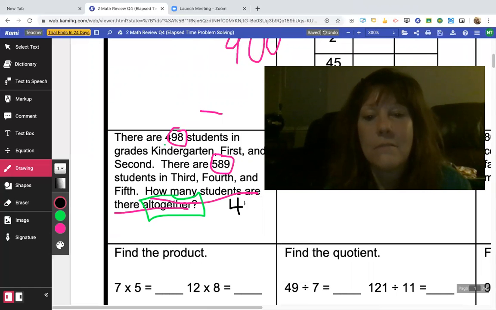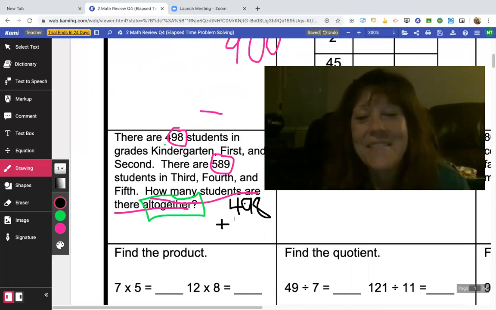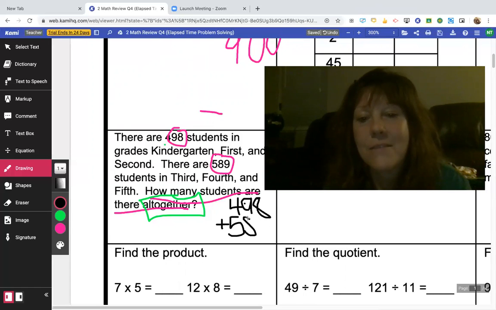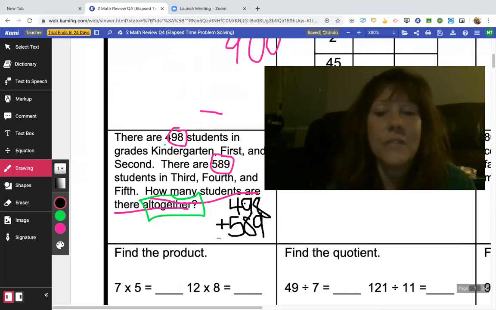498. Oh gosh, 498 plus 589. Oh my gosh, I'm going to have to practice this a lot. I'm learning all kinds of new skills.